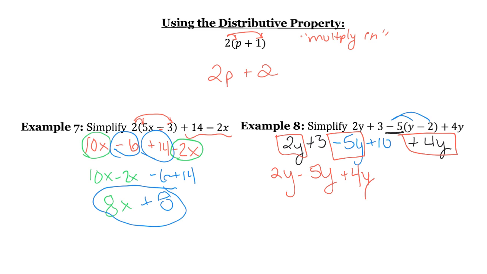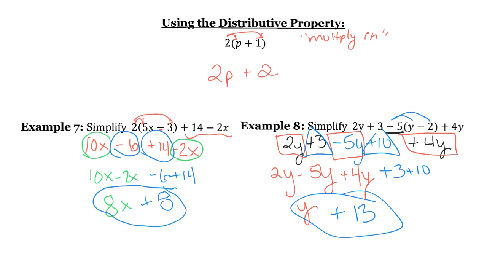Okay, I'm just going to keep on going. And that gives me 1y. Then I have 3 and 10, so plus 3 plus 10, which gives me 13. So my answer is y plus 13.